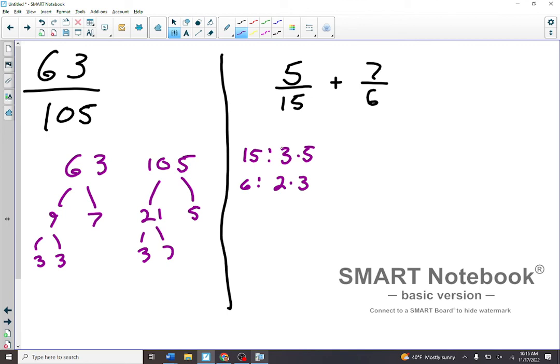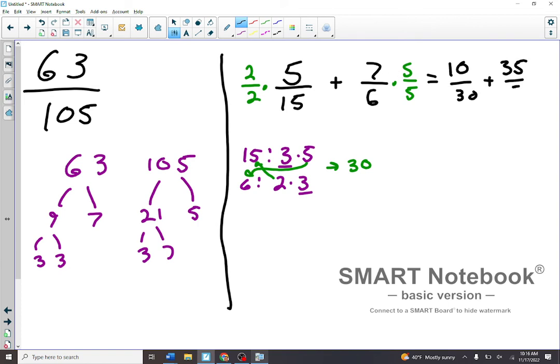All right. They already have a 3 in common, so I don't need to include that, which means this 6 needs a 5, and this 15 needs a 2. That would result in 30, right? Because 15 times 2 is 30, 6 times 5 is 30. So I need to make it into 30. So here, I'm going to use a 2 over 2 because I'm trying to make 15 into 30. And over here, I'm going to use a 5 over 5 because I'm trying to make a 6 into a 30. So I'm going to have 2 times 5, which is 10 over 30, plus 7 times 5, 35 over 30.